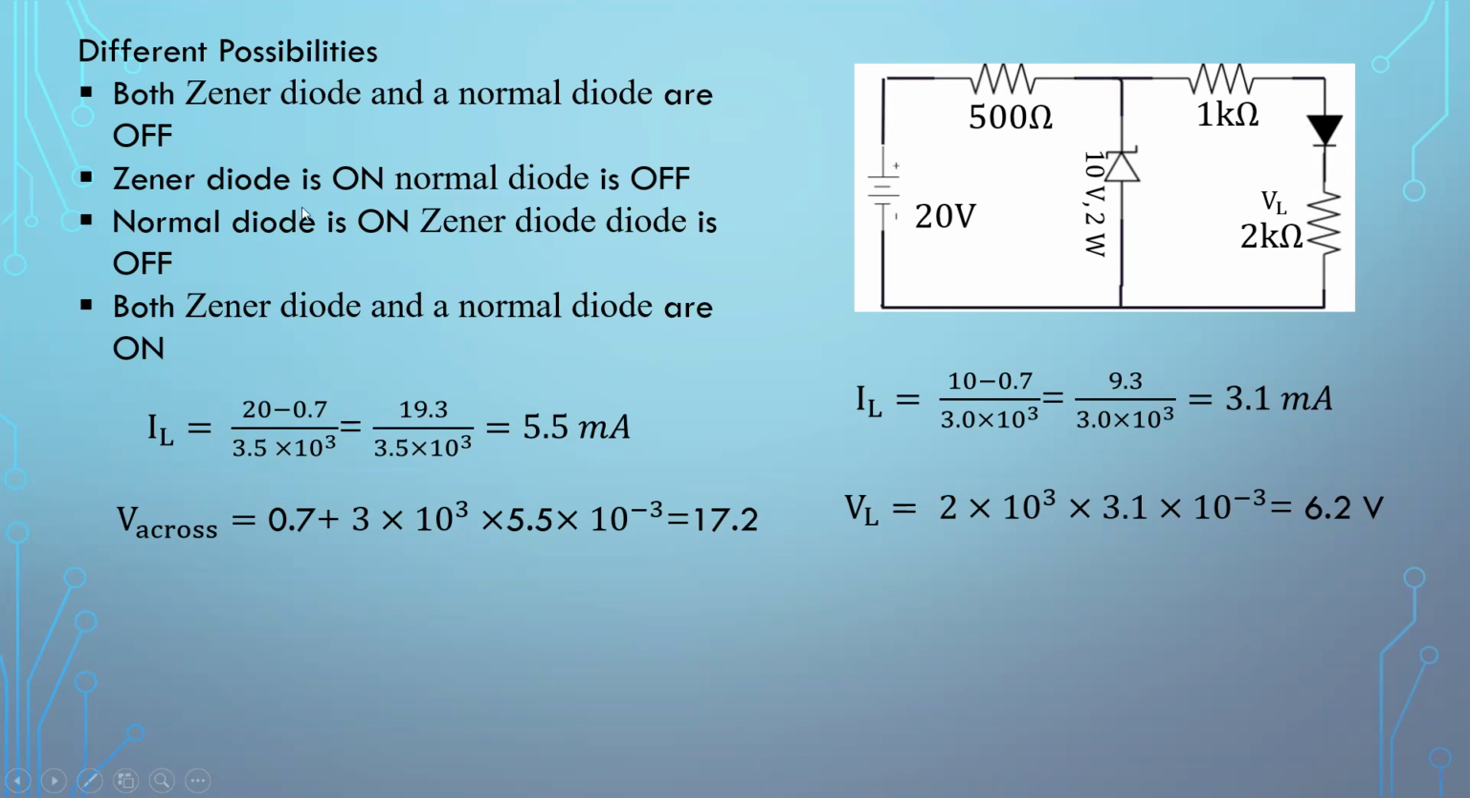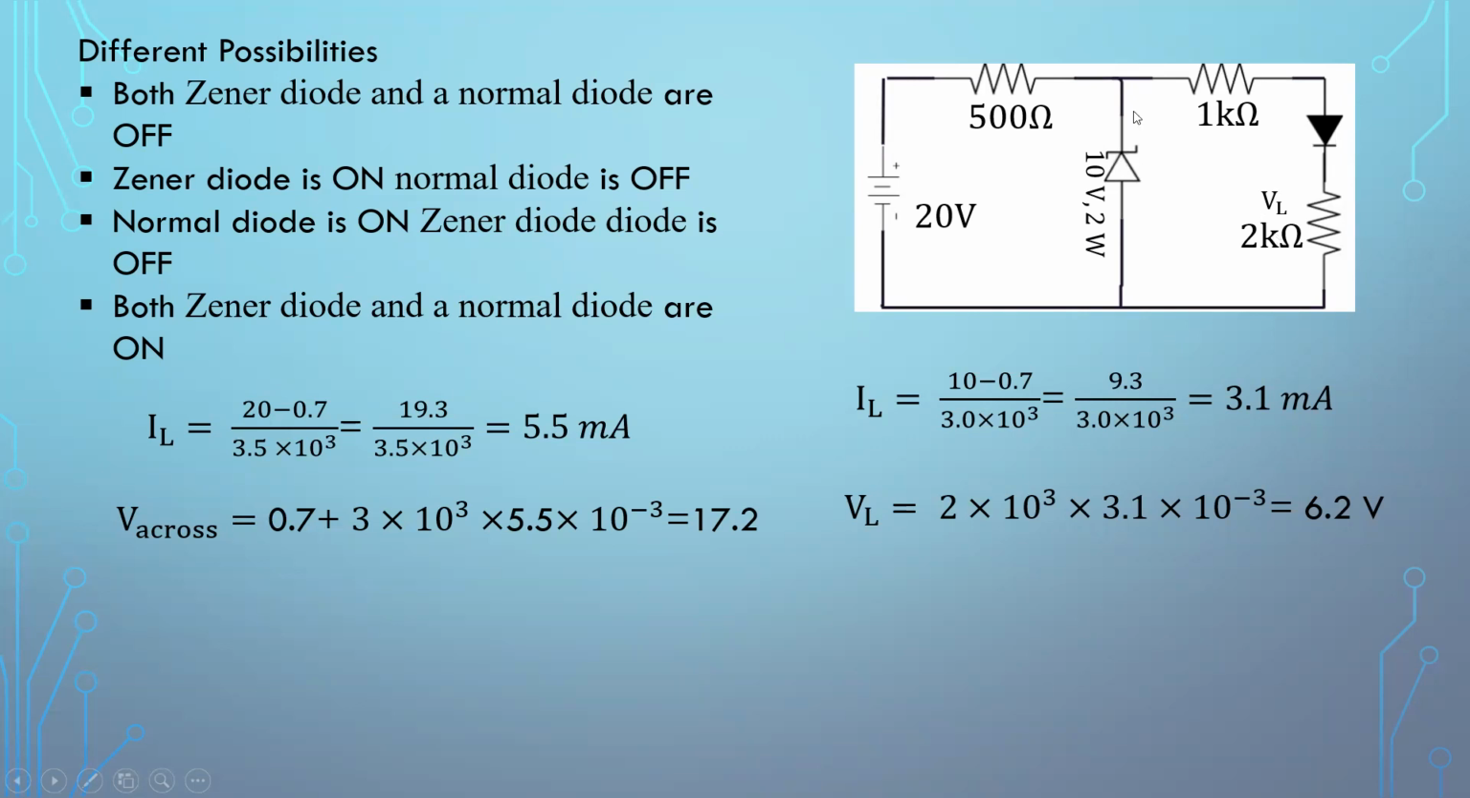Second possibility is that Zener diode is on and normal diode is off. If I say Zener diode is on, then obviously the voltage across this Zener diode will be 10 volt. And this 10 volt is sufficient to make this normal diode conduct. So this 10 volt across the Zener diode means that when it is on, this diode is also forward bias. So this is also not possible. If Zener diode is on, this will also be on.